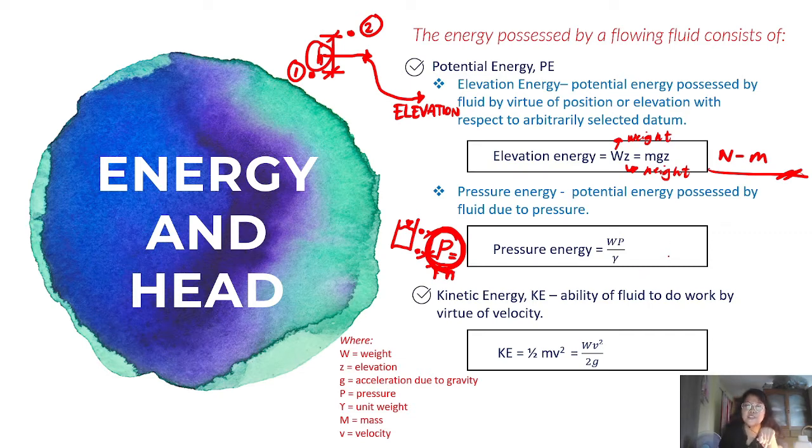Pressure energy is given as W times P over gamma. As I said, P is gamma H. In terms of height, I transpose it to the other side, so we have P over gamma. That is your height multiplied by weight, which is why it is also in Newton meter. So it is another energy, but in terms of pressure head multiplied by weight. It is also energy.